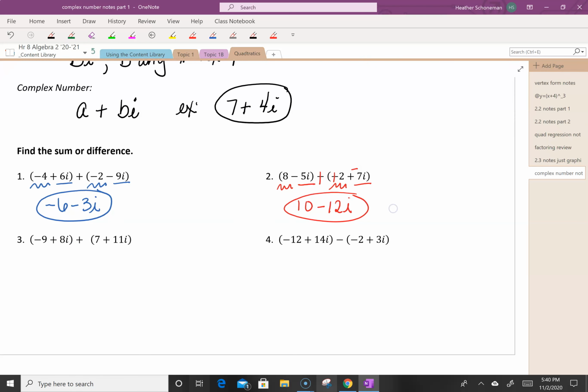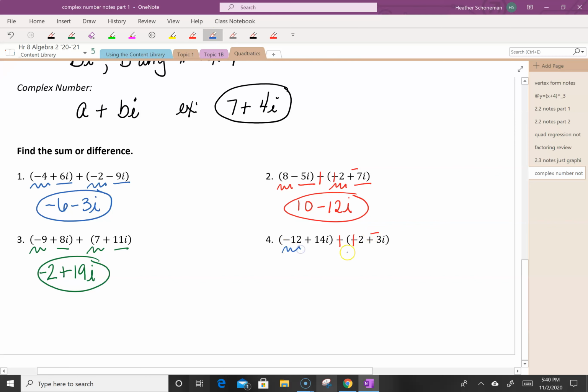Okay, on number 3, it's a plus, so I don't have to do anything. Combine like terms. -9 and 7 is -2. And then over here, 8i and 11i would give us 19i. All right, number 4, we've got another subtraction one. So remember, you're subtracting everything that's in the parentheses. So I'm going to change the minus to a plus and then change the sign of everything. Now I can combine like terms. -12 and 2 is -10. 14i and -3i would be 11i. And that's it. There's your answers.